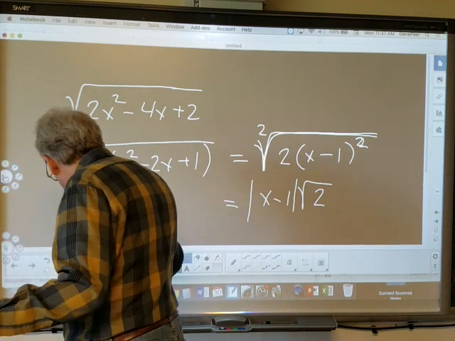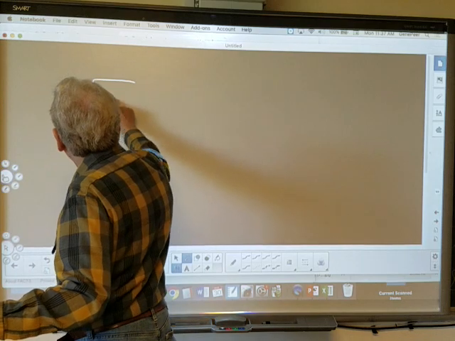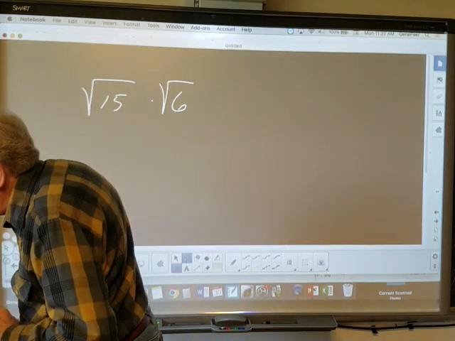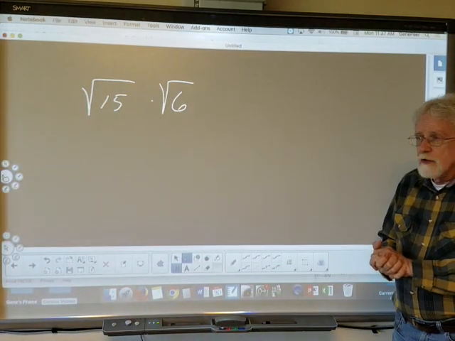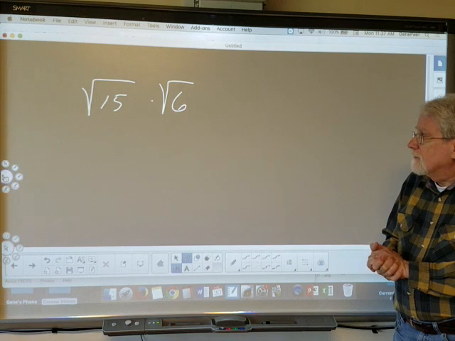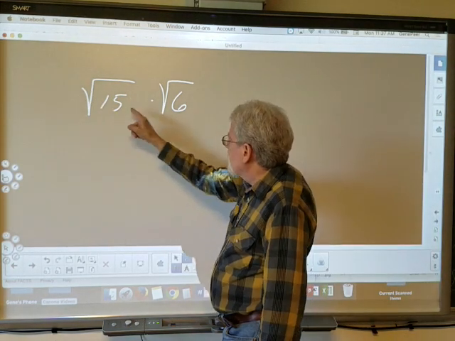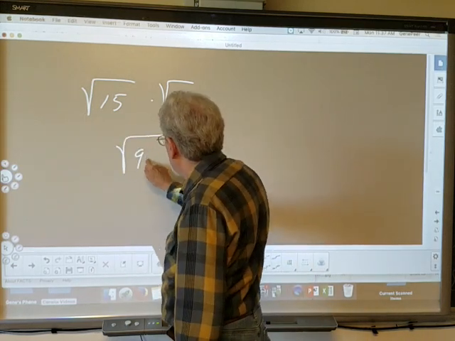Consider example 7 on page 298. Square root of 15 times square root of 6. All right. There are a couple ways of going about this. We could simply multiply 6 times 15. 6 times 10 is 60. 6 times 5 is 30. Put them together, that would be the square root of 90.